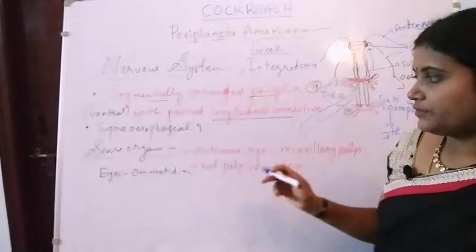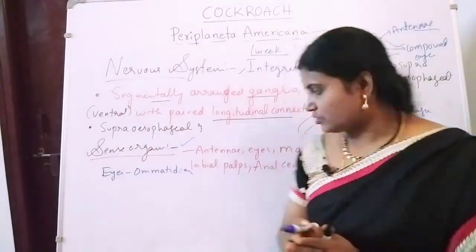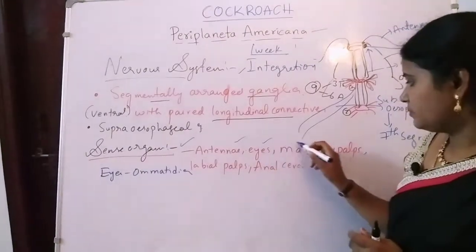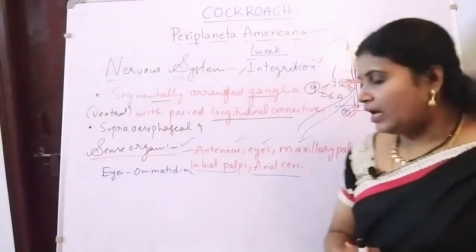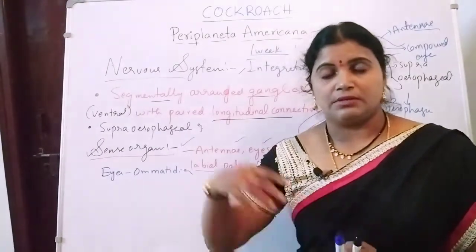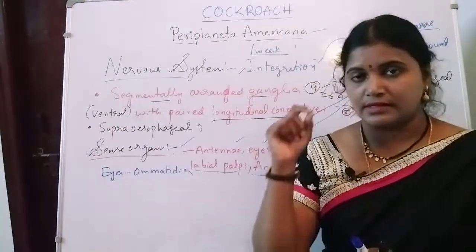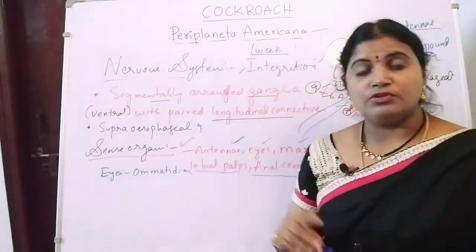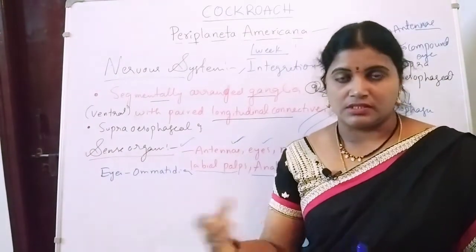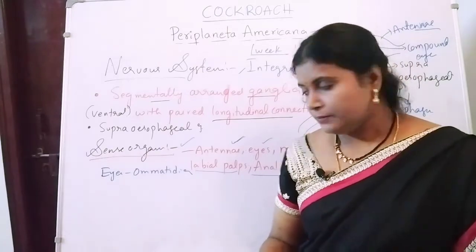After that we'll see the sense organs. What are the main sense organs in the cockroach? Antennae, eyes, maxillary palps, labial palps and anal cerci. We already saw the morphology in the introduction class: the antennae contain the sensory receptors. So these are responsible to monitor the environmental changes. It responds to the environmental changes.